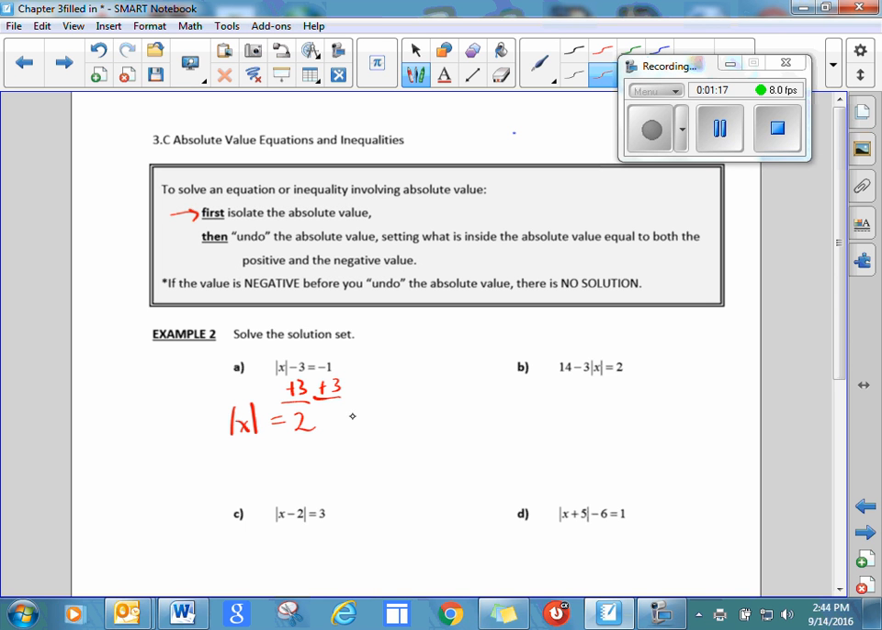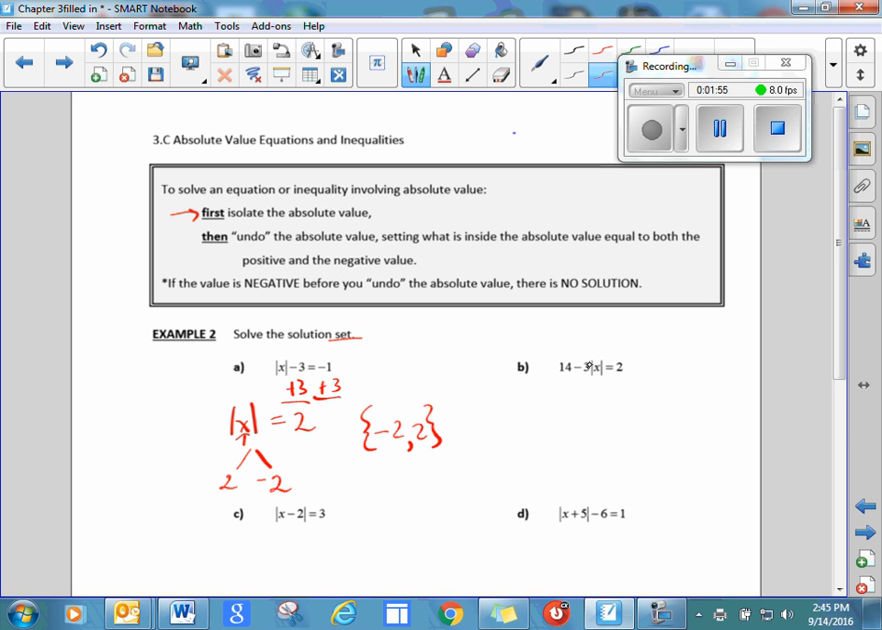Now I've got to figure out what values could be possible for x, for its absolute value to be a positive 2. Well, we know if x is positive 2, its absolute value is positive 2, but it could also be negative 2 inside that absolute value symbol. So when it comes out, it would come out as a positive 2. So the solution set, the set of all numbers that make this equation true, are negative 2 and positive 2. Let's look at example B.